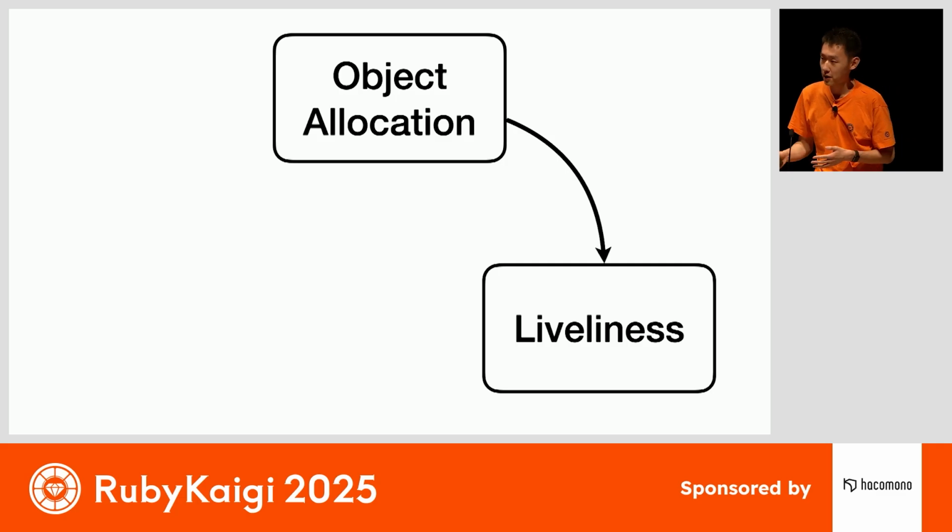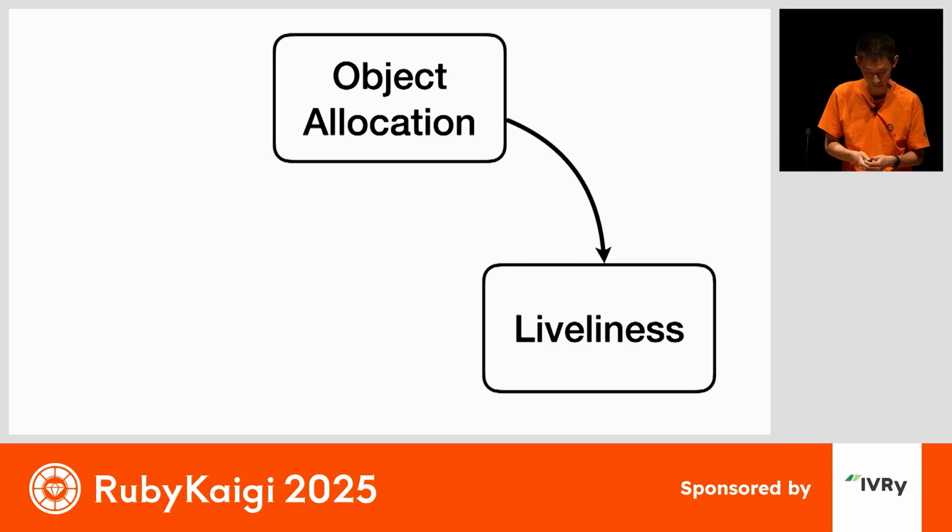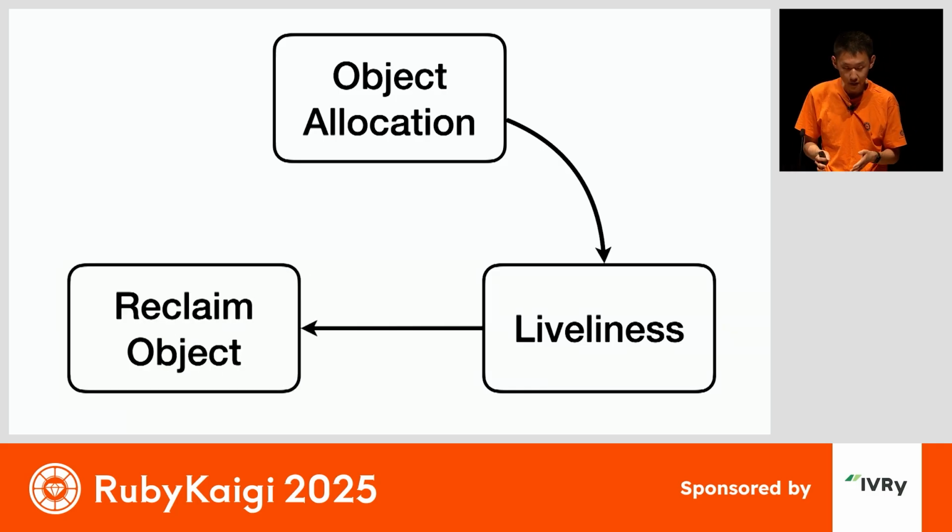So it is now responsible for determining which objects are alive and which objects are dead. There are many techniques for doing this, and Ruby does this using tracing, by tracing object references from root objects. Root objects are things such as global variables and constants inside of Ruby. After determining the liveliness of objects, the garbage collector reclaims objects that have died.